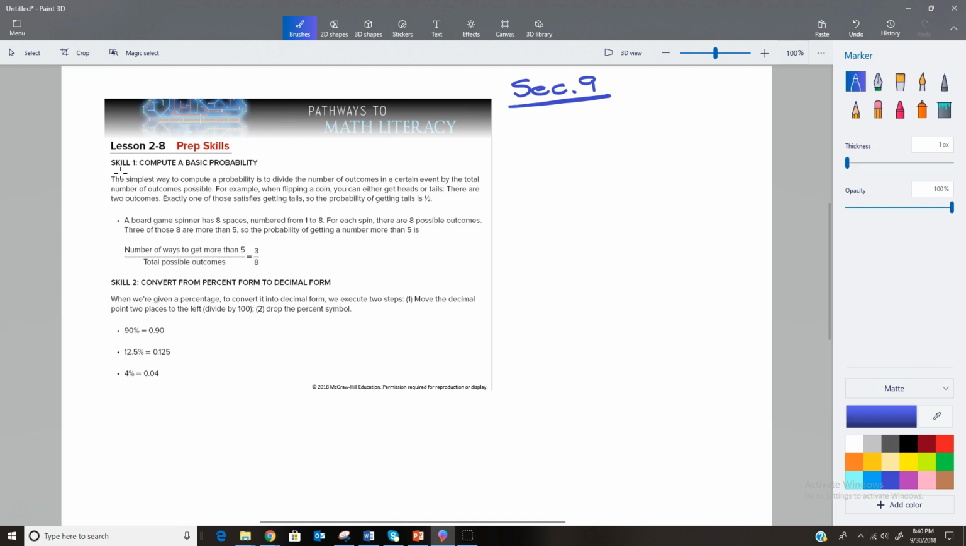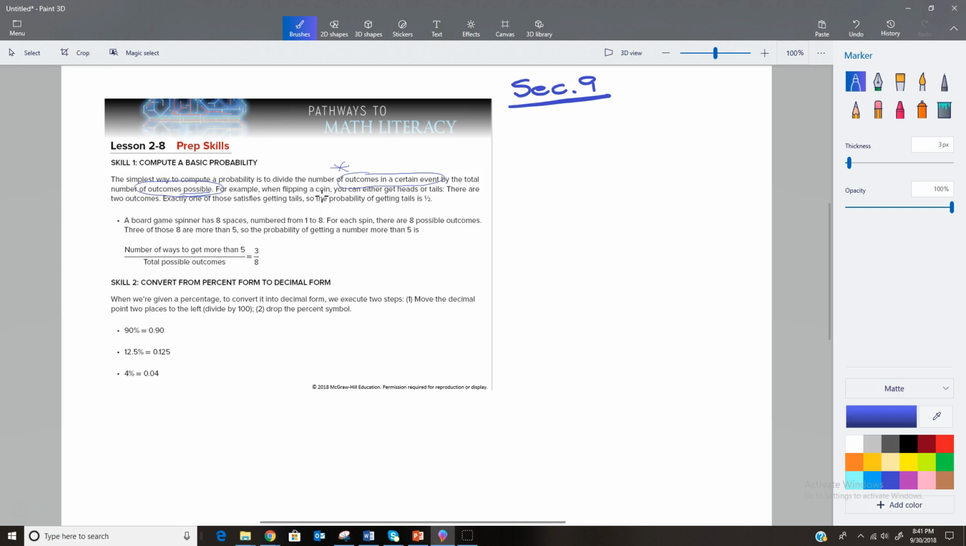We're going to start with skill 1, which is computing a basic probability, and the simplest way to compute a probability is to divide the number of outcomes in a certain event, so all the outcomes in an event, by the total number of possible outcomes. So you're looking at what are you looking for, and what are all the things that could happen, possible outcomes.